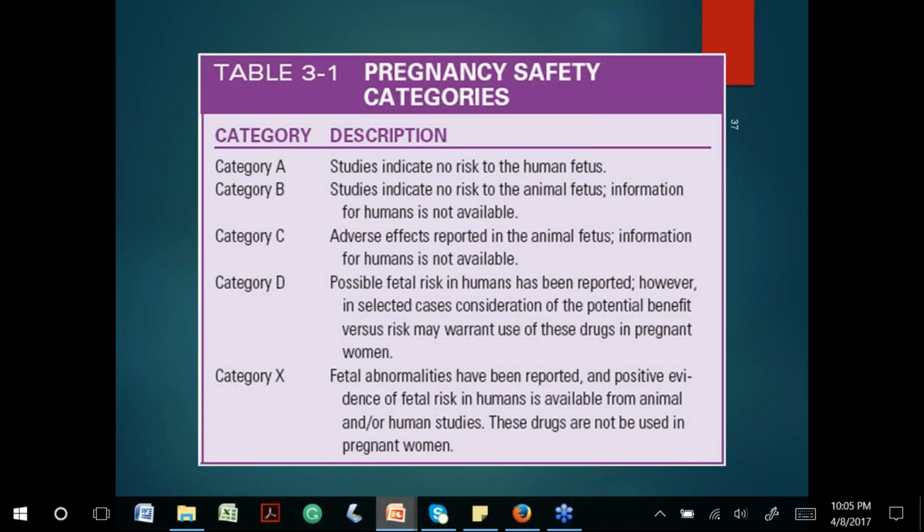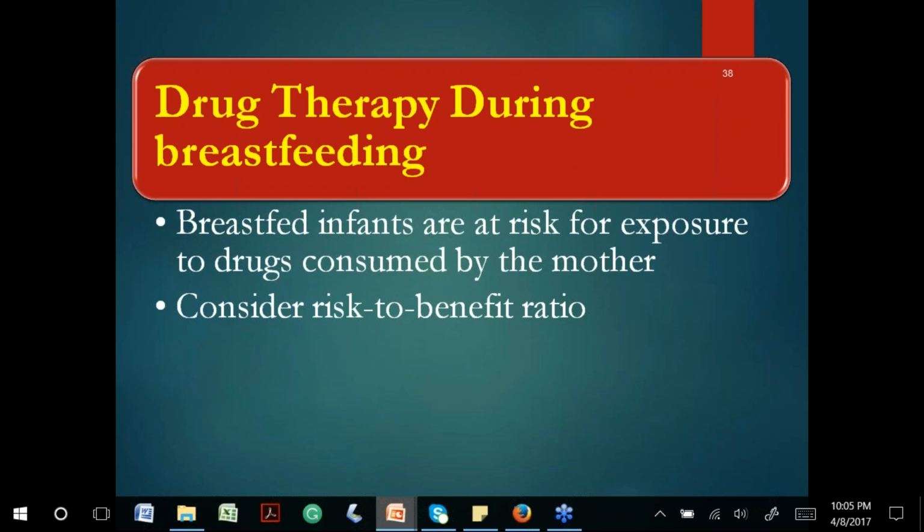So I will suggest take medication category A, but you need to weigh the pros and the cons. What is the benefit? What is the situation? And that is according to the doctor's order. Category X, never. For example, we are going to see lithium, like I just mentioned.